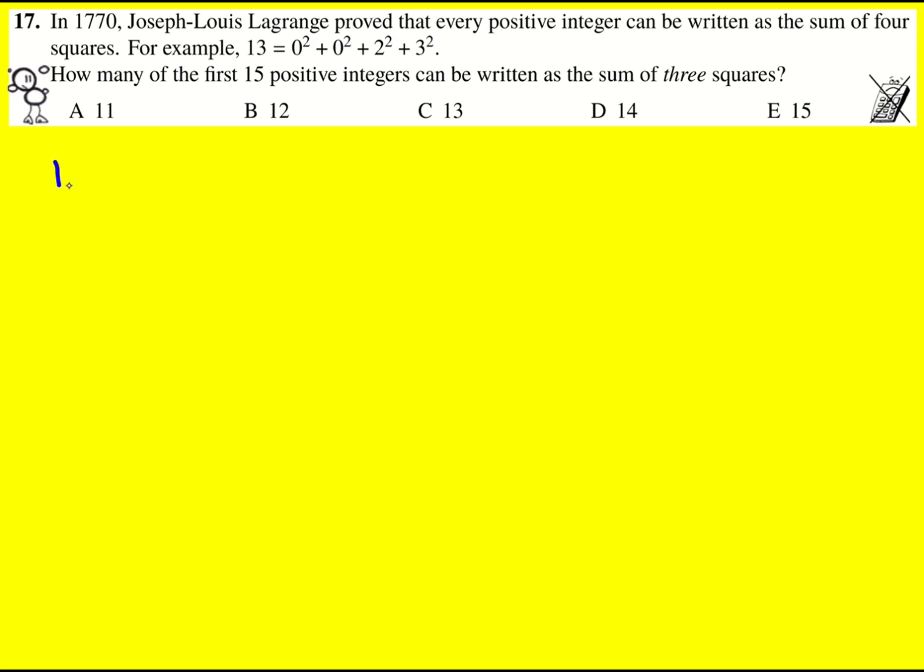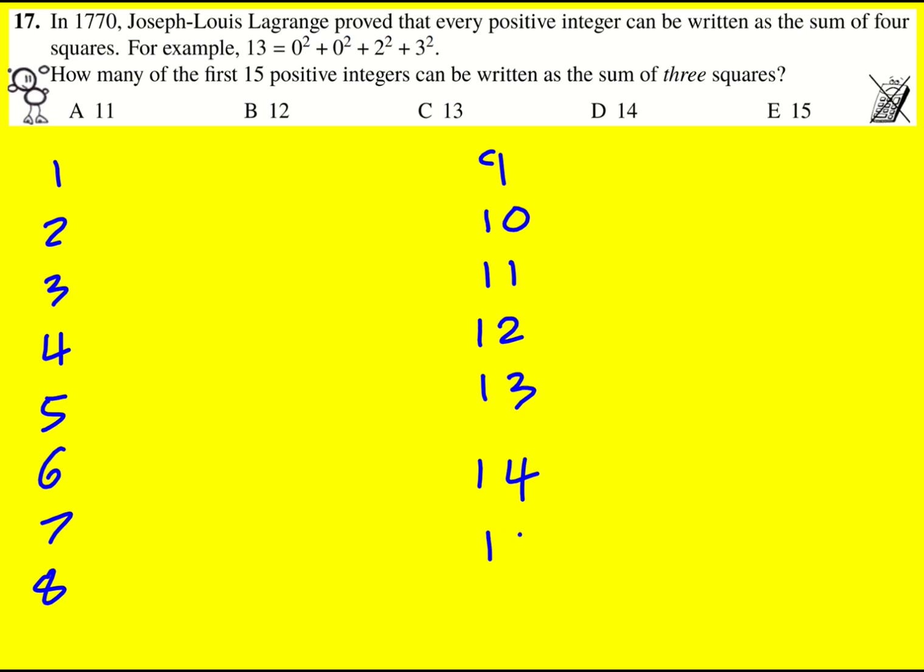There's two approaches to this question. You can either just write down the numbers from 1 to 15 and then see if you can get them by adding three squares, or you can look at all the different arrangements of adding three squares that are less than 15 to start with. So I'm going to talk about the first method because it's solid, and then I'll talk about the second method.